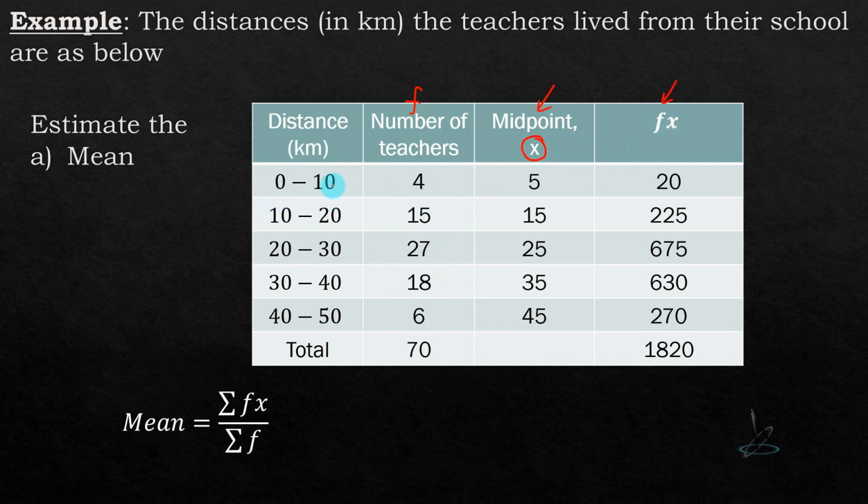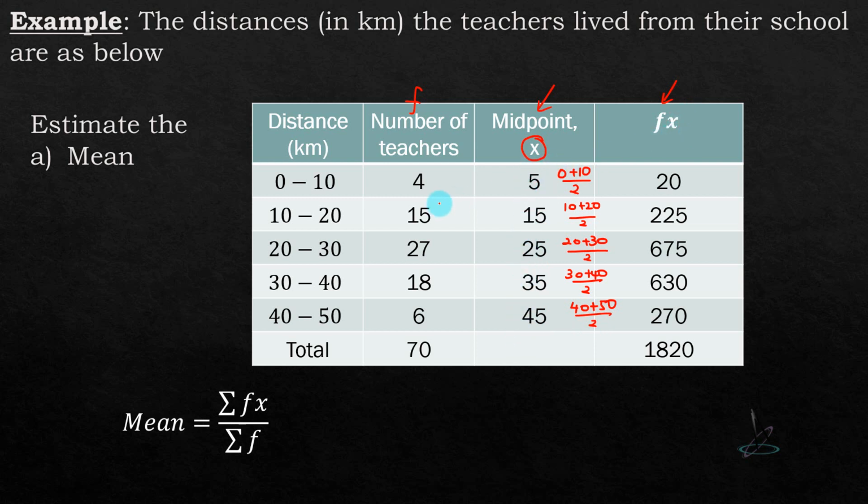Okay, so 0 until 10. To get the midpoint, we have to do 0 plus 10, and then we divide them by 2. So that is how we get a 5. And then the second one is 10 plus 20, divide them by 2. So we are going to get 15. And then of course 20 plus 30 and then divide them by 2, we are going to get 25. 30 plus 40 over 2, so this is 35. 40 plus 50 over 2, so this is 45. So this is how we obtain our midpoint.